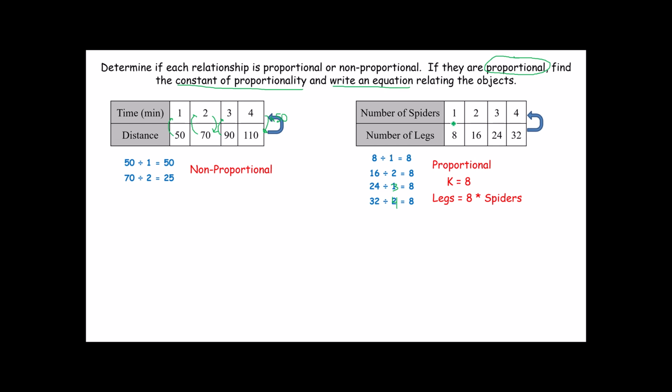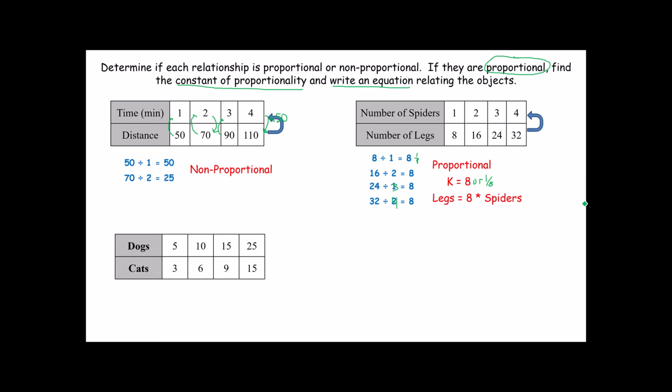Again, if you had done 1 divided by 8, 2 divided by 16, 3 divided by 24, and 4 divided by 32, you would have got the reciprocal of all of these, which would have given you a k equals 1/8. That would also be an acceptable answer. K equals 1/8, because the number of spiders is equal to 1/8 times the number of legs. Try this one on your own.